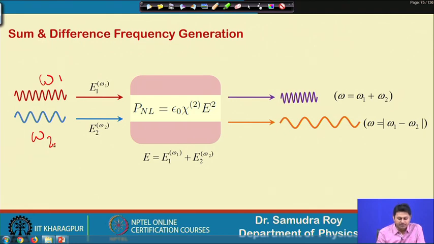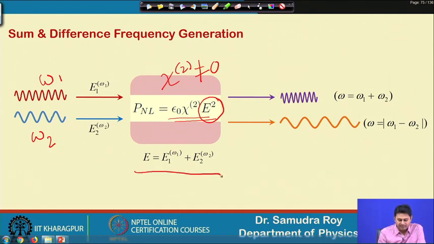Now, it is passing through a medium where we have nonlinear polarization, that means chi 2 in this system is not equal to 0. If chi 2 is not equal to 0, my nonlinear polarization will evolve like epsilon 0 chi 2 E square as usual. And here this E term is interesting. When I write E, that essentially means the sum over the two fields.